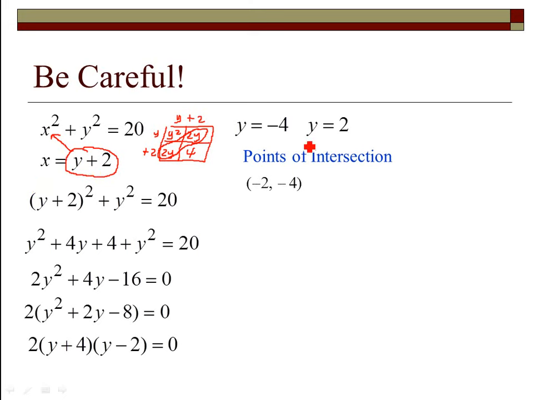Now I'm going to plug in y equals 2. When I plug in y equals 2, I get 2 plus 2 is 4. So I get the point 4 comma 2.